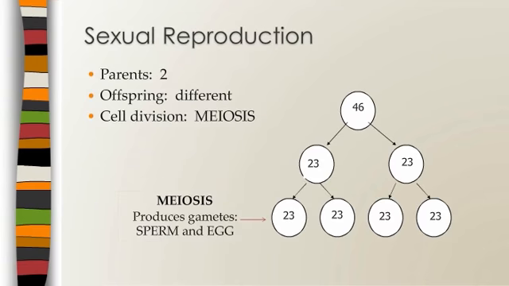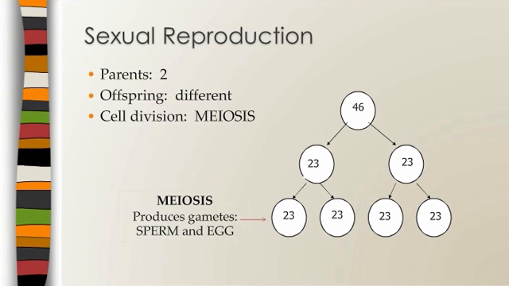There is another form of reproduction. This type of reproduction is sexual. So looking at your graphic organizer, there's a place to write in information about sexual reproduction. In sexual reproduction, there are two parents, meaning that the DNA of the mom and the DNA of the dad is going to get mixed up. Therefore, the offspring will be different from either parent. This requires a different type of cell division. This type of cell division is called meiosis.